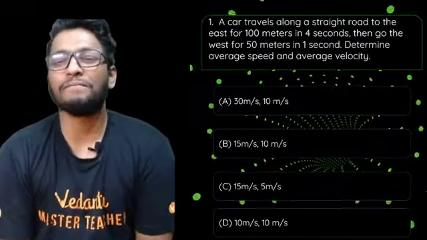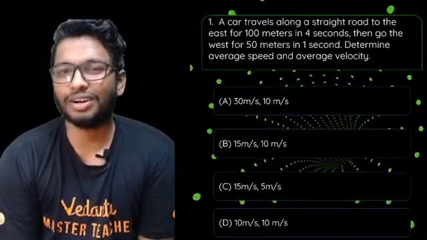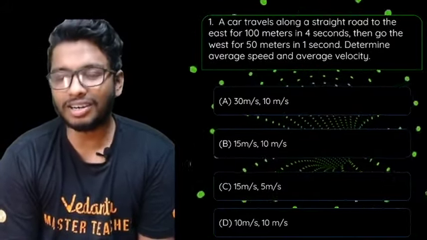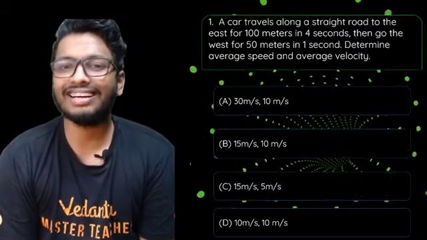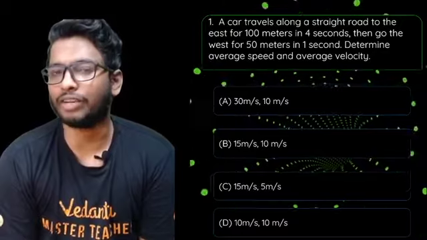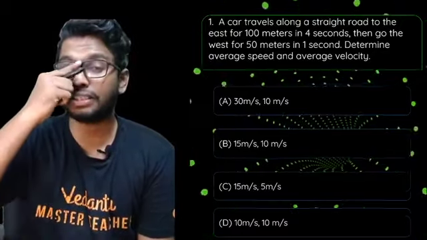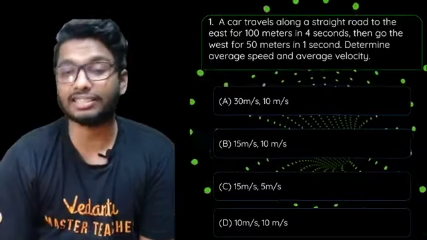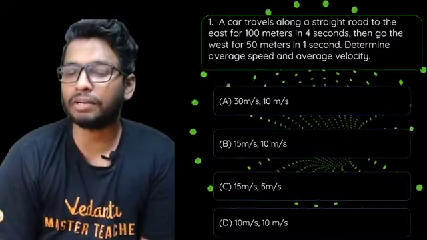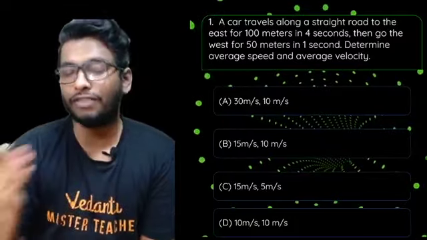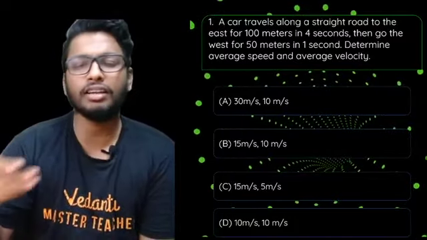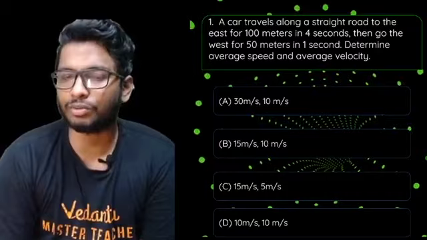Here's the first question, guys. A car travels along a straight road to the east for 100 meters in 4 seconds and then goes west for 50 meters in 1 second. Determine the average speed and average velocity. Option A is 30 meters per second as the average speed and 10 meters per second as the average velocity. Option B is 15 meters per second and 10 meters per second. Option C is 15 meters per second and 5 meters per second. Option D is 10 meters per second and 10 meters per second as the average velocity as well.